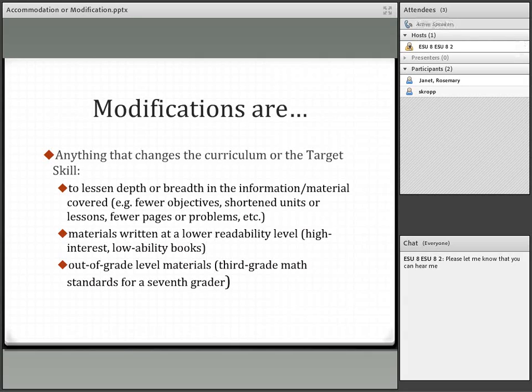Materials that are written at a lower readability level. And sometimes those are really important things to do for students with special needs, that we give them high interest, low ability books, but we just have to realize that it is a modification. And any time that we're teaching out of grade level is definitely a modification. So if we're implementing third grade math standards for a seventh grade student, that is definitely a modification.